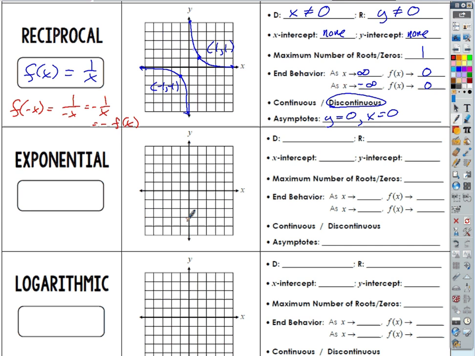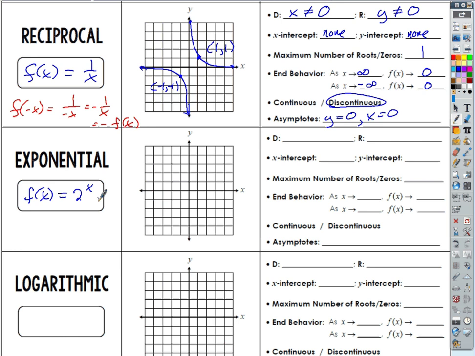Exponential function. Okay, so this is the function. We're only going to look at one type of exponential function, 2 to the x. An exponential function is just any function where I'm taking a constant to a power, right? That's what an exponential function means. This is different than a power function. A power function was like x squared or x cubed.